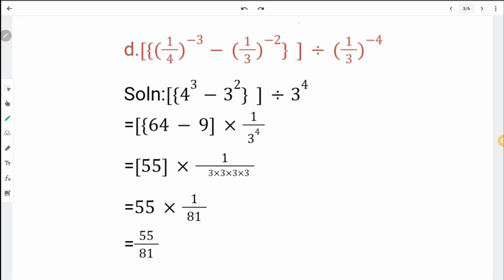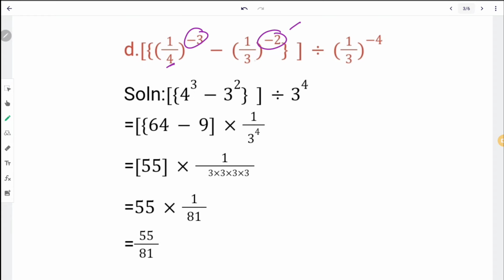All right, question number D. So there's a mistake in the textbook, so you correct it. It should be like this: 1 by 3 to the power -2. All right, once again, the power is minus, convert it into plus, right? So this 4 will go up, we'll have 4 to the power 3.